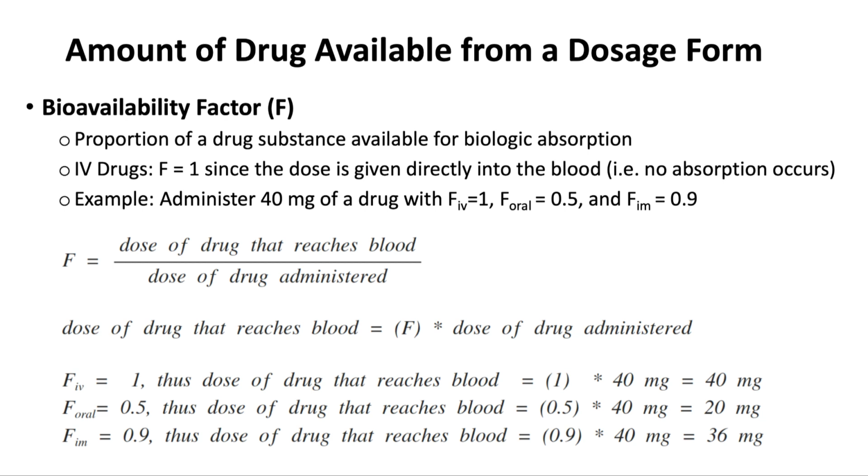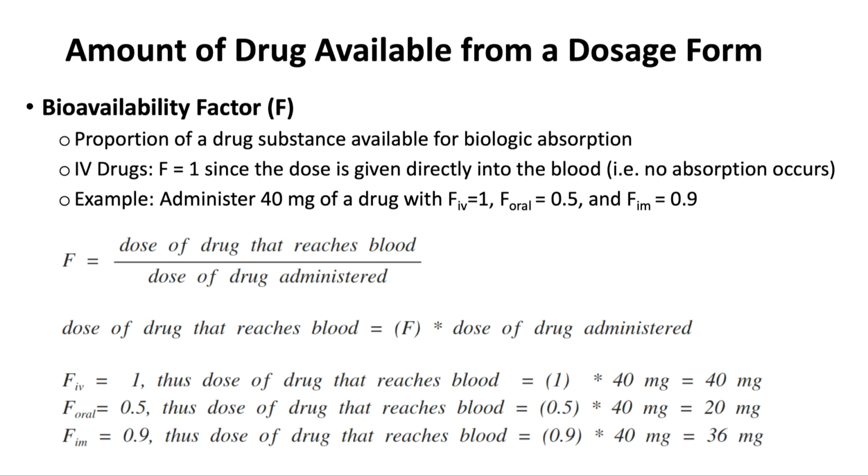Okay, and for this drug that we're going to administer 40 milligrams of, I've given you the F values for each of those routes. So the F for IV is 1, the F for the oral route is 0.5, and the F value for an intramuscular injection is 0.9. So looking below at this slide, let's do one thing at a time, and we'll start with the obvious one, the intravenous route.